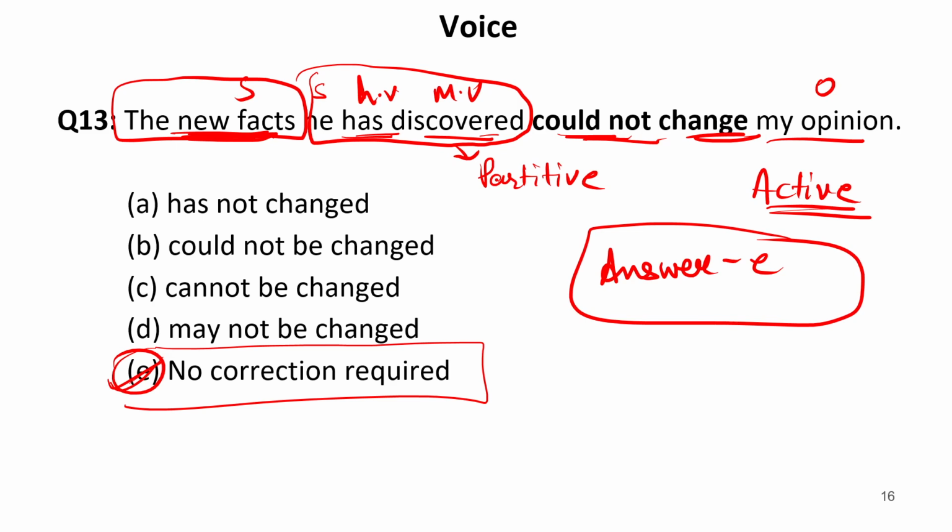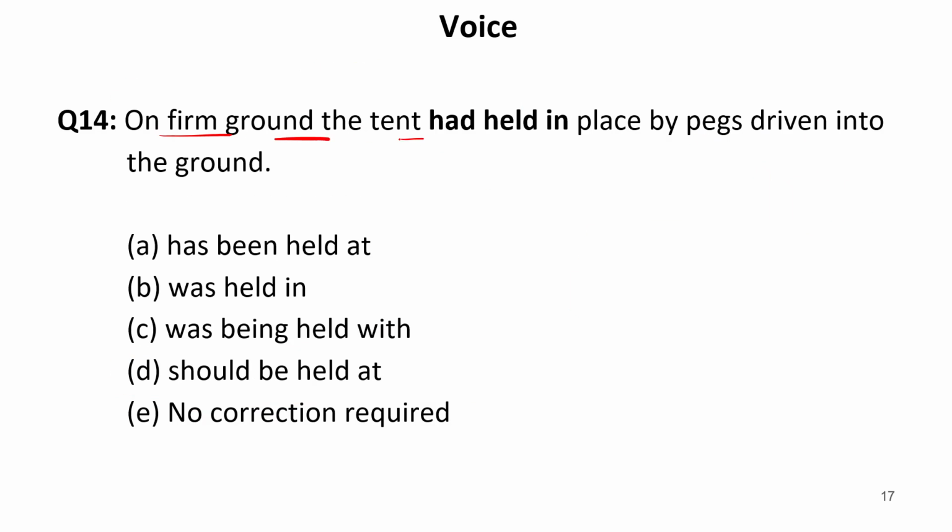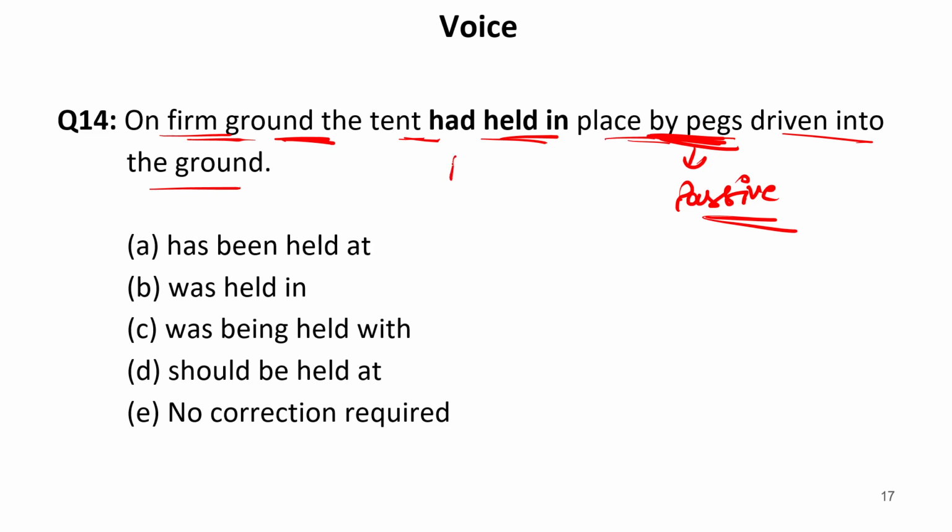Now let us move to the next one. On firm ground, the tent had held in place by pegs driven into the ground. Again, it was written by pegs. It means the sentence is in passive voice. Now this by is not in bold. It means this part is absolutely correct, which is given to us. It means the sentence is to be in passive voice only. So, on firm ground, the tent had held in place by pegs driven into the ground. Now the sentence is in past tense, of course. Now let us see the options.